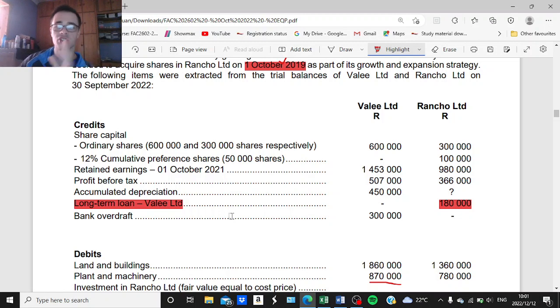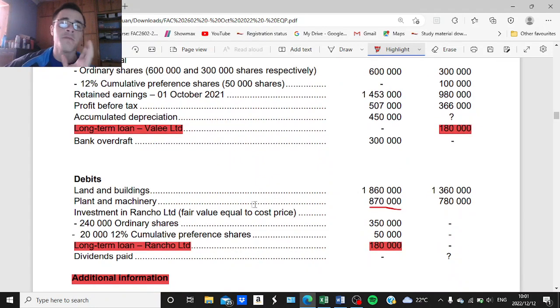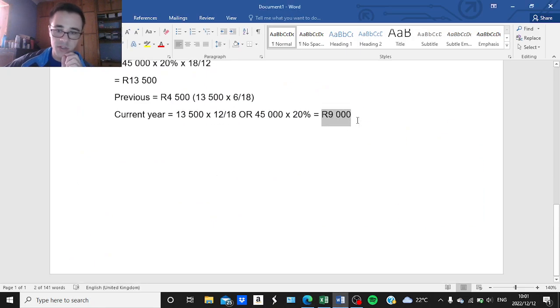Okay, now before we can actually, okay, how am I going to do this? Okay, let's first calculate the value of the total preference dividends that were paid by the subsidiary. Let's first do that. Then I'll come back and calculate the percentage interest of the parent.